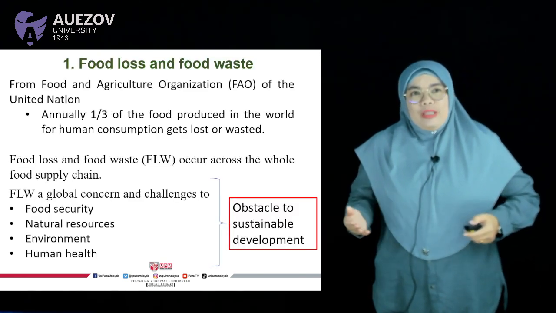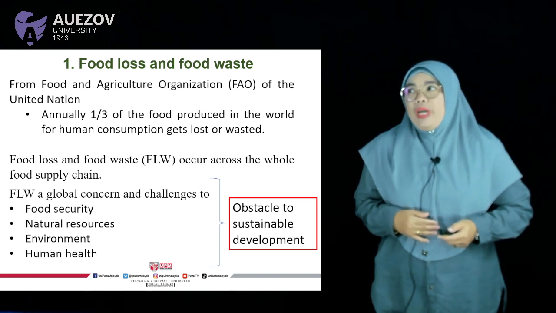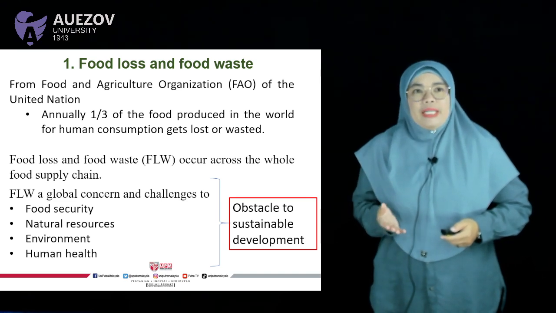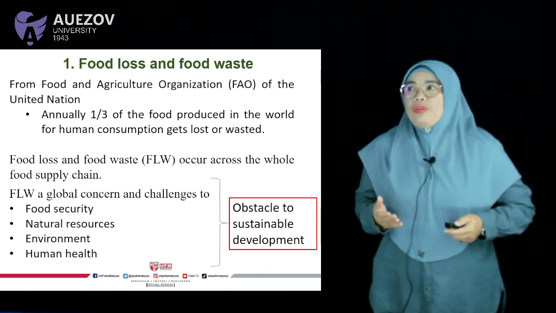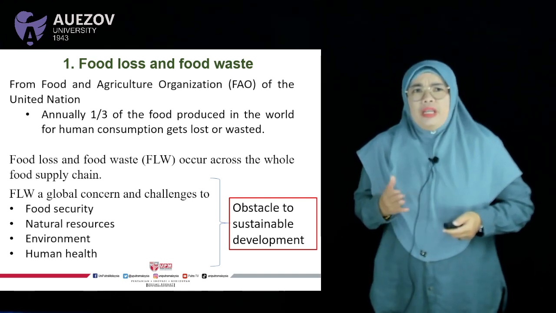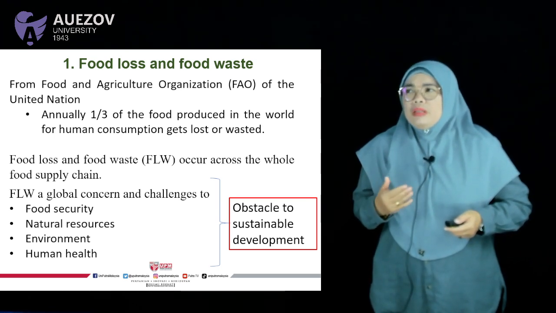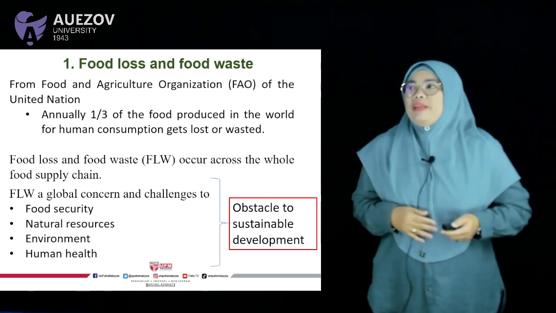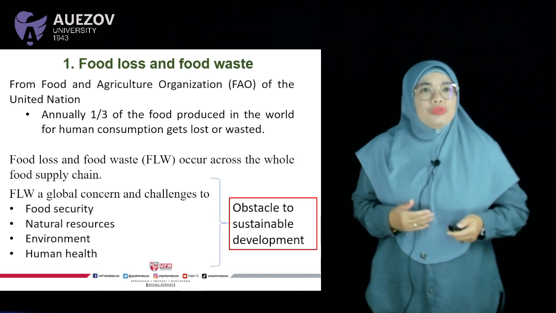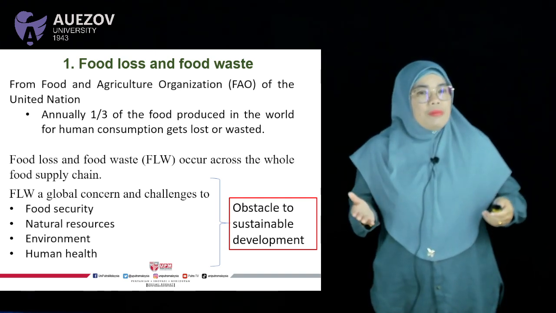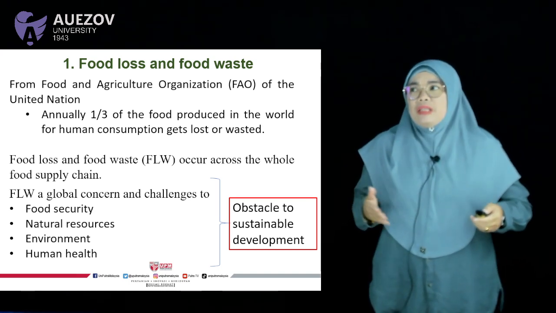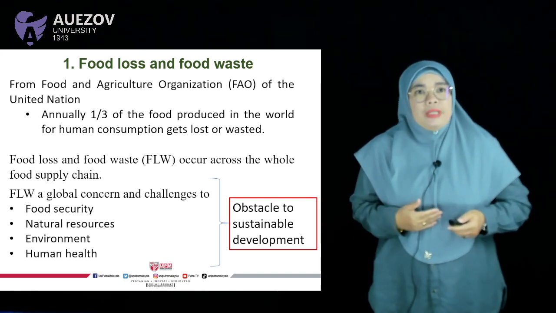Okay, let me give you a little bit of introduction on food loss and food waste. Based on the Food and Agriculture Organization of the United Nations, it stated that annually 1/3 of the food produced in the world for human consumption gets lost or wasted. This food loss and waste occur across the whole food supply chain. So these problems are a global concern and also a challenge to food security, natural resources, environment, and also human health. All these challenges are obstacles to sustainable development.